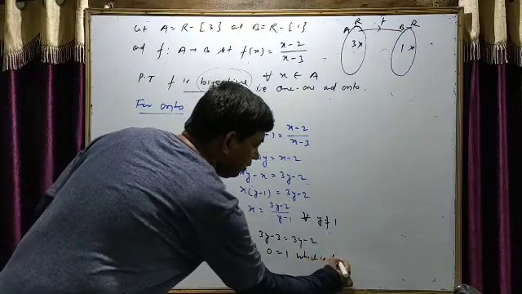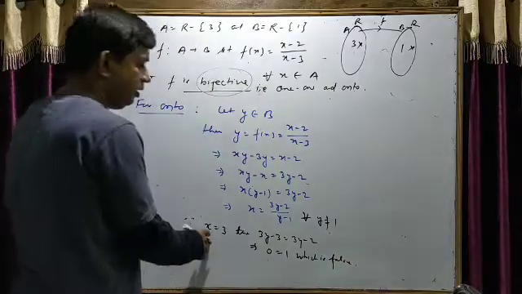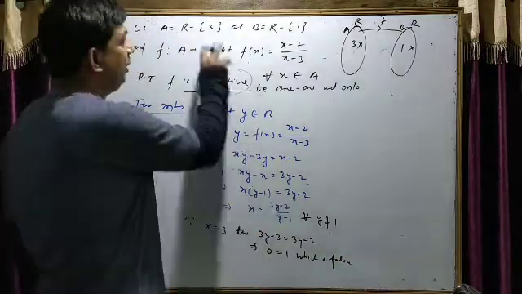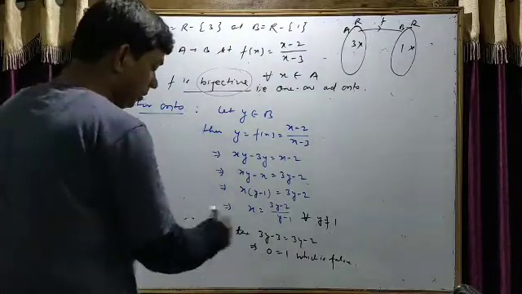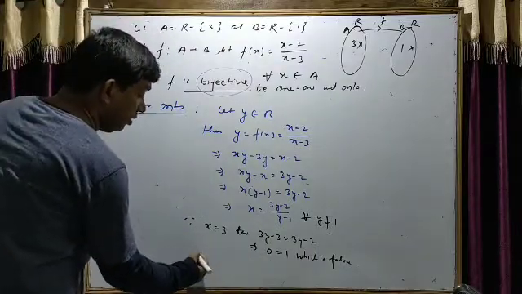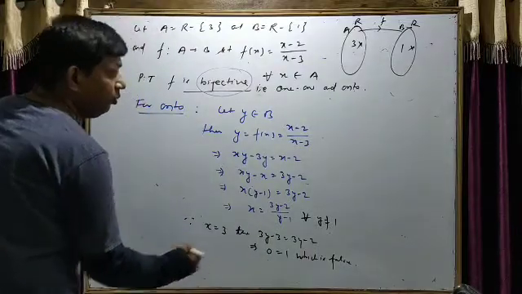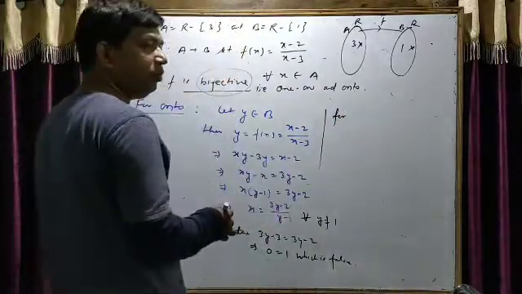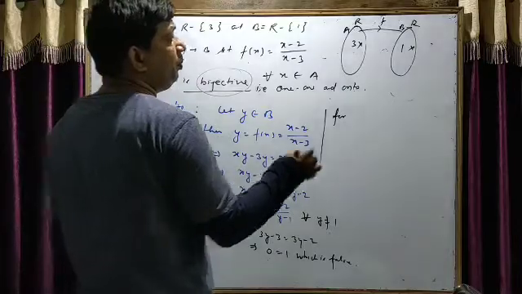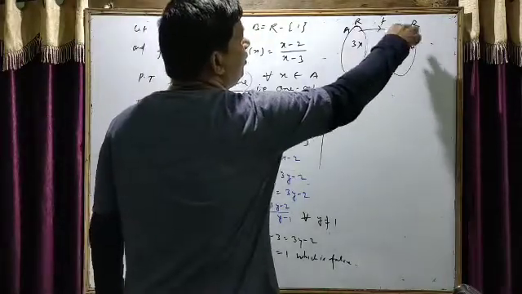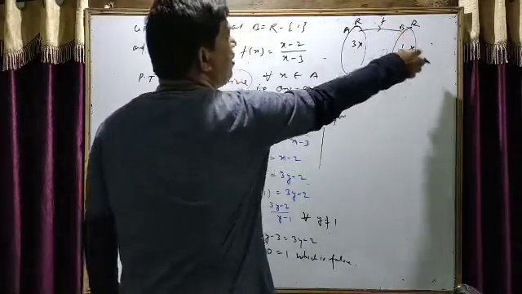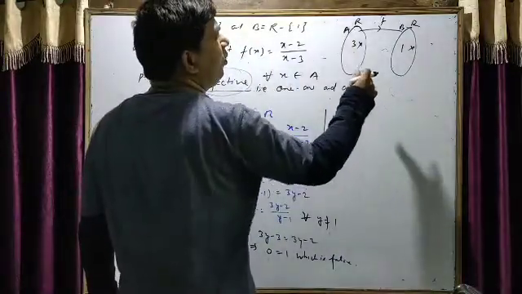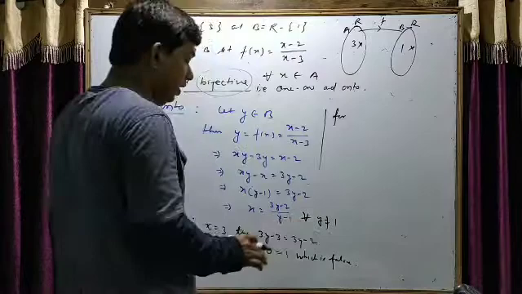Which is false. That means x is never 3 and y is never 1. So that is why it is written here. And for onto, what I have to prove is that every element of this set B has at least one pre-image in set A. Otherwise, we can show range equal to codomain.